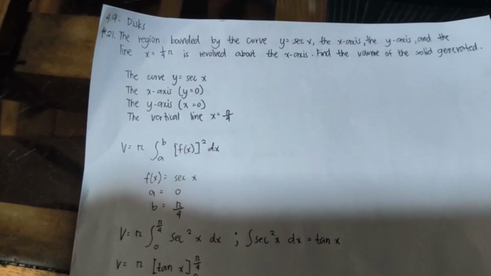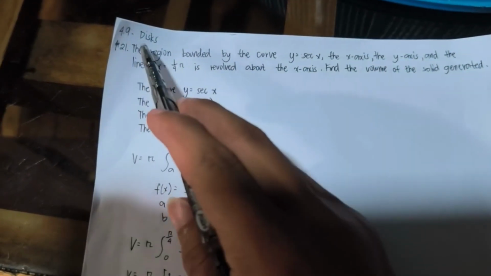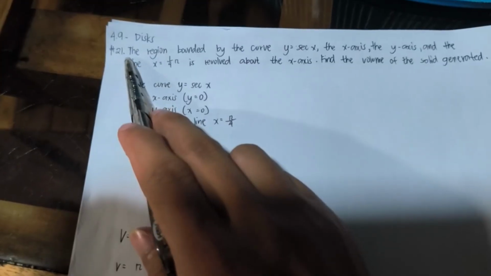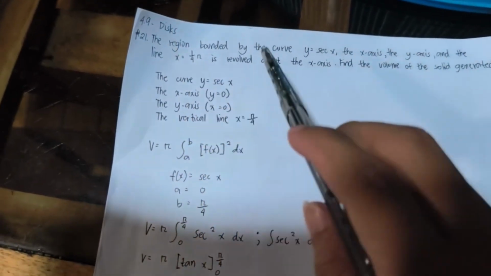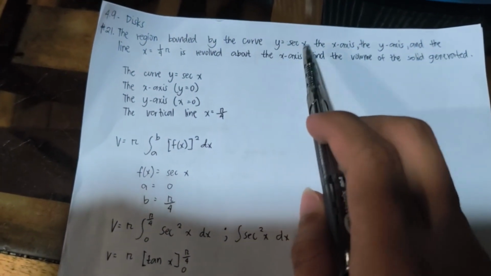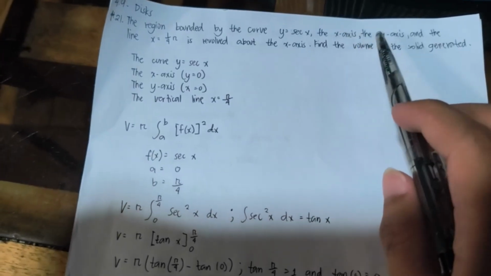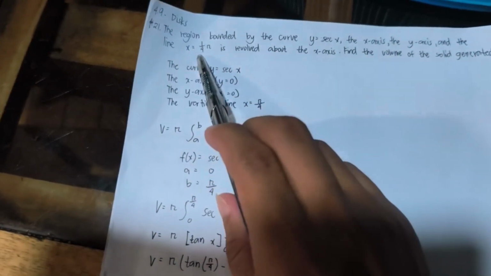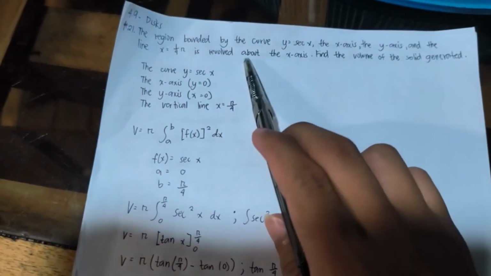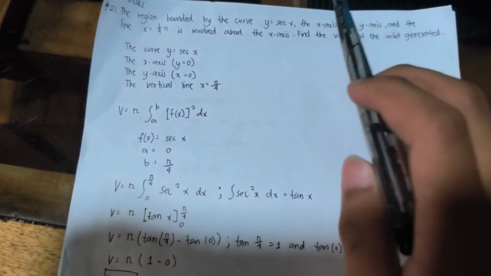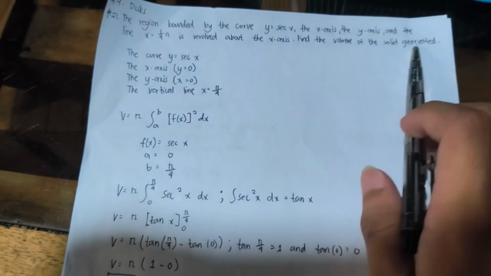Good day everyone. So we have the first problem, 4.9 number 21. The problem states that the region bounded by the curve y is equal to secant x, the x-axis, the y-axis, and the line x is equal to 1/4 pi is revolved about the x-axis. Find the volume of the solid generated.